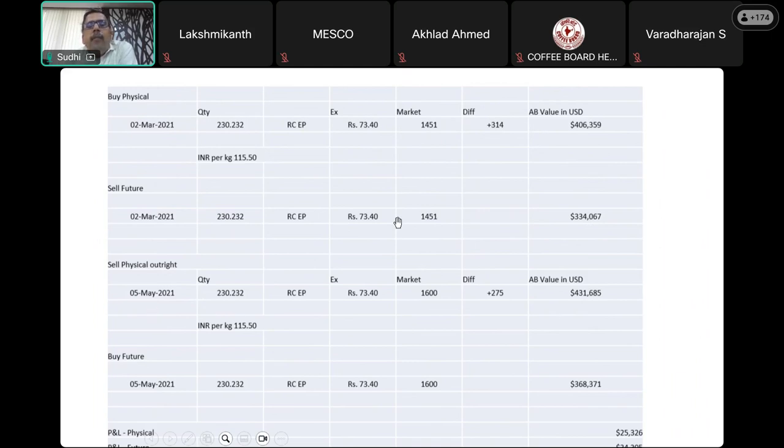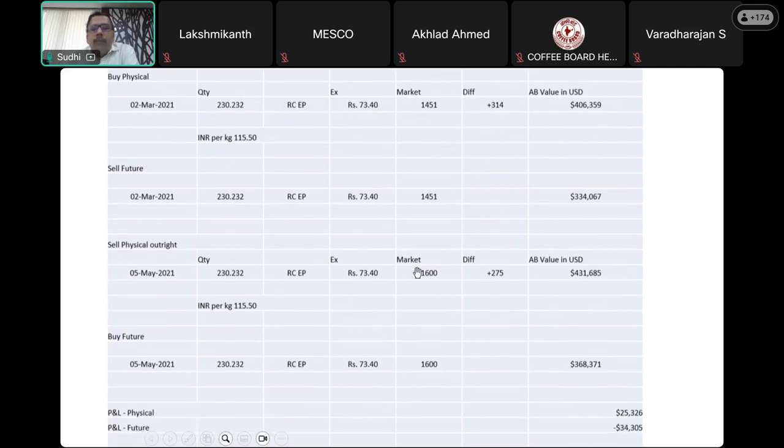In May, the market has moved from 1451 to 1600. On that day, the differential, which was 314, has come down to 275. So he is able to sell at only 431K at this point of time. The coffee bought at 416, he is selling at 431. The terminal has gone from 1451 to 1600. So when he sells the physical, he buys back the future. At 1451 he sold the future, and he buys back the future here. Here he buys the physical, he sells the future.